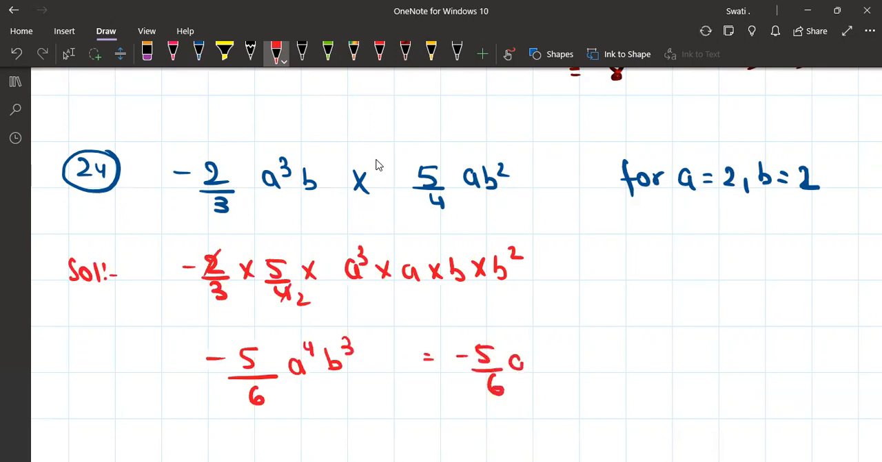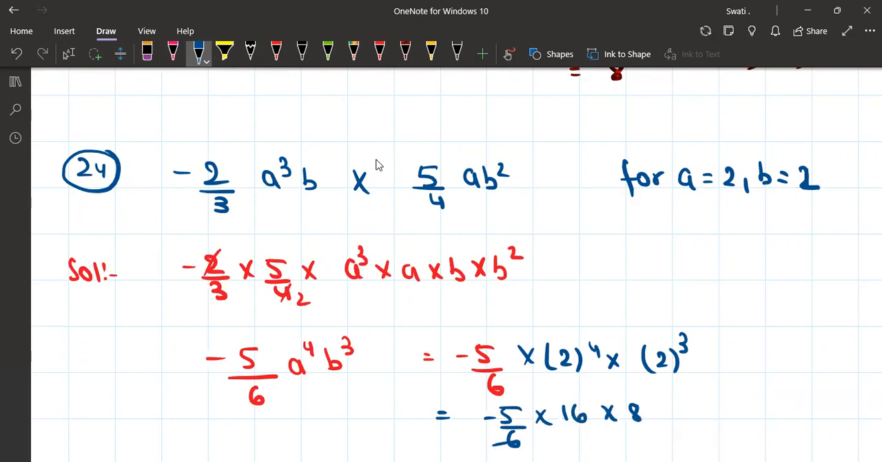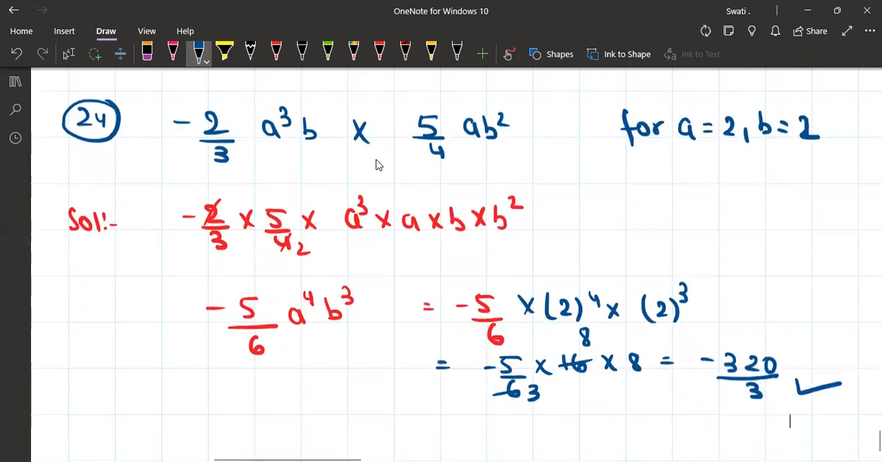A is 2, so that means this is going to be 2 raised to 4, right? This will become minus 5 by 6 times 2 raised to 4 times b is 2, so 2 raised to 3. Of course, this will become minus 5 by 6, and then 2 raised to 4 is 16, and 2 raised to 3 is 8, right? This will become 2 times 3 is 6, 2 times 8 is 16, and this will of course become minus 5 times 8 is 40, 40 times 8 is minus 320 upon 3. This is the answer. Okay, so this is the 24th question.